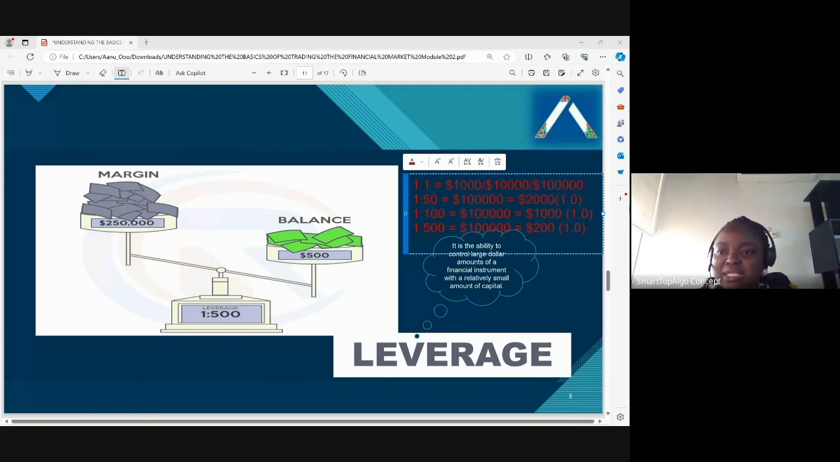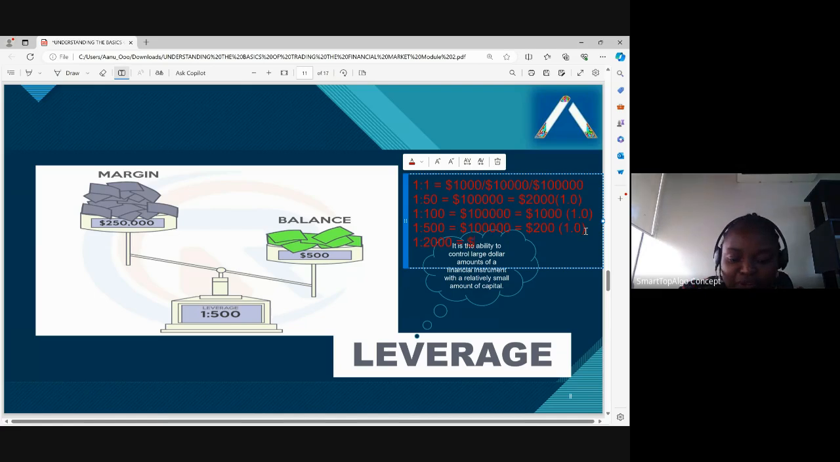And unfortunately, as of now, we have a leverage of even as high as 1 to 2,000 at the moment. Let's imagine I now choose a leverage of 1 to 2,000, if some brokers give it. Now, if I want to enter a lot size of 1.0, who can tell me how much do I need?